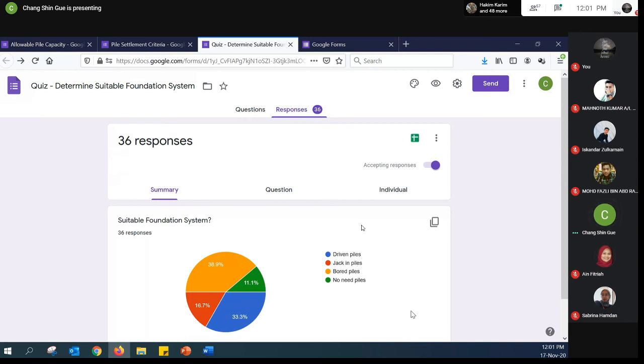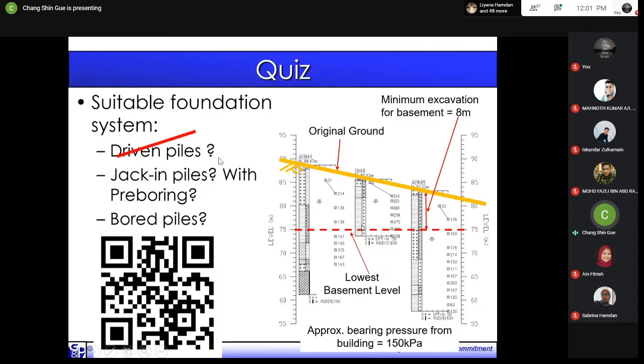Right, let me get back to the question. Were you thinking whether it's driven piles? Of course, driven piles is not possible because it's too hard to drive in. SPT is more than 100, so that's definitely out of the question. Then you think of whether you want to do Franki piles with pre-boring. Of course, you can, but that is not the best option either. Then you're thinking of bored piles, and the truth is, it's also not bored piles.